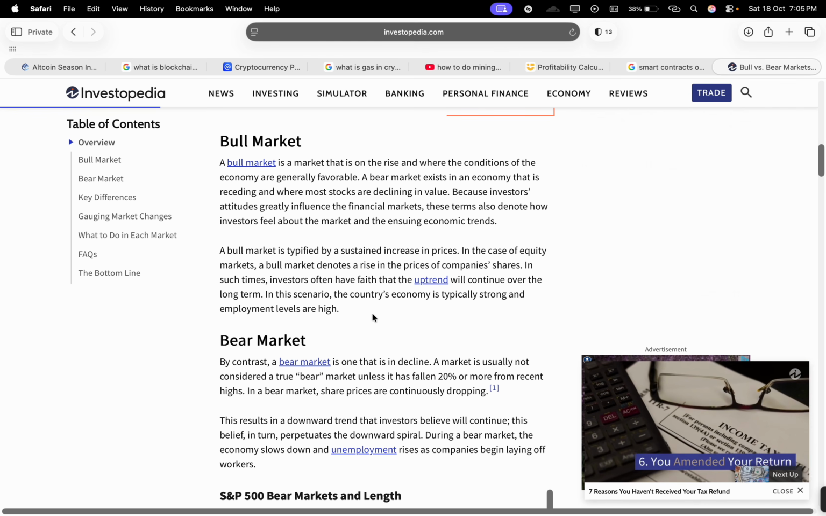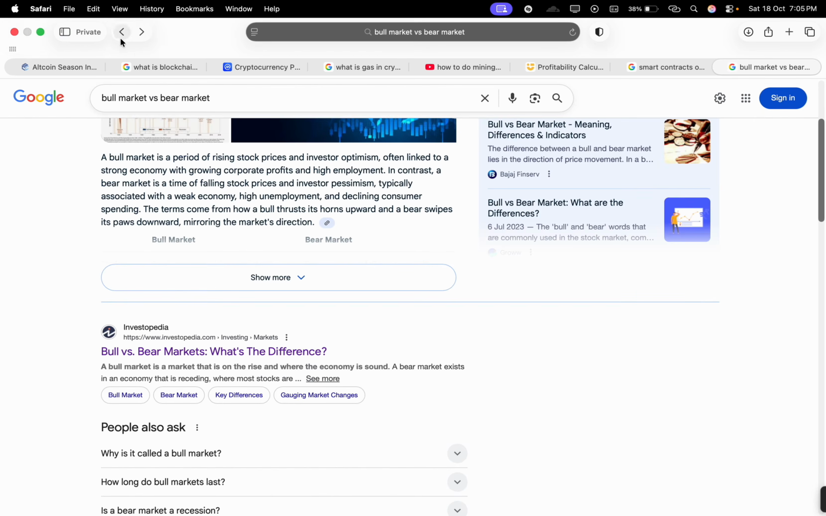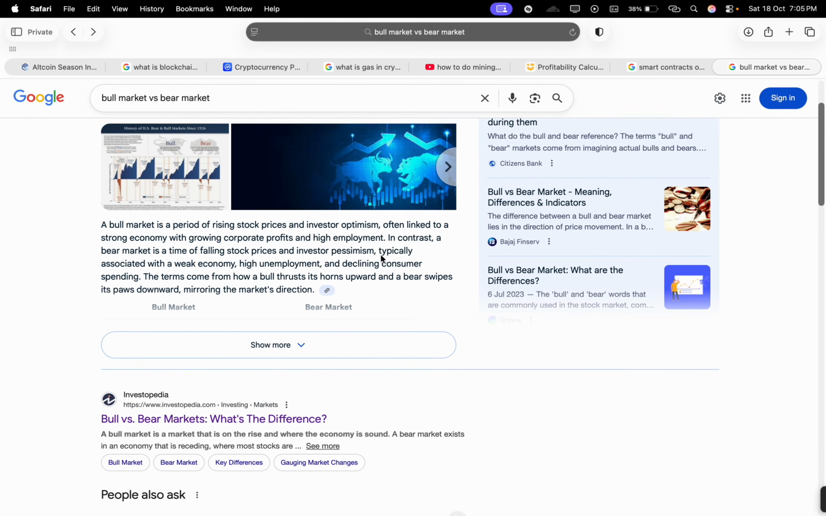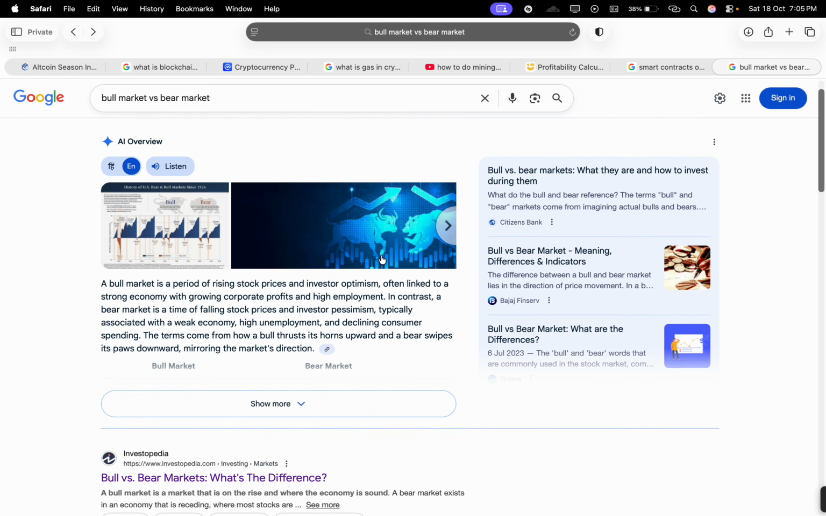So the strategy is that you buy the cryptocurrency in the bear market, because at that time you will get it at a cheap price, and you will sell in the bull market.